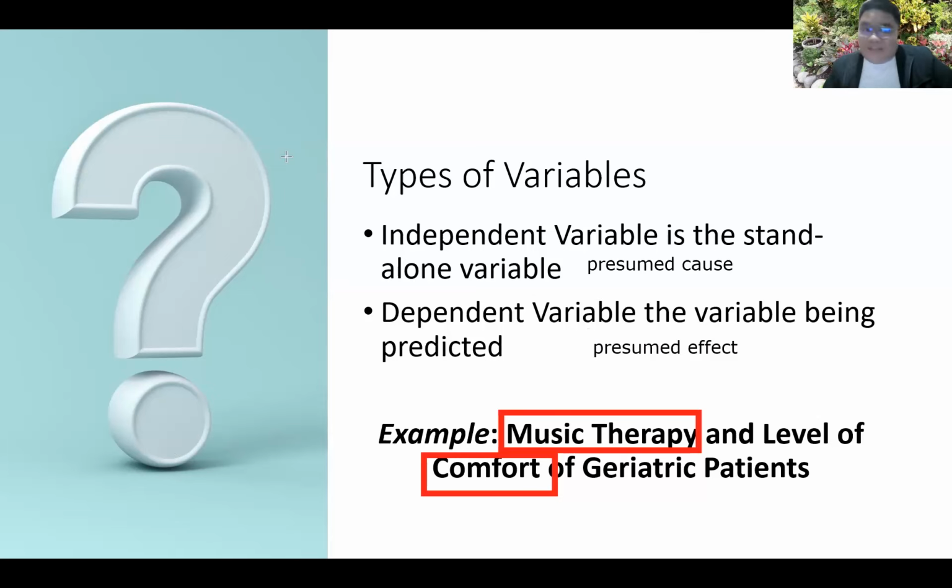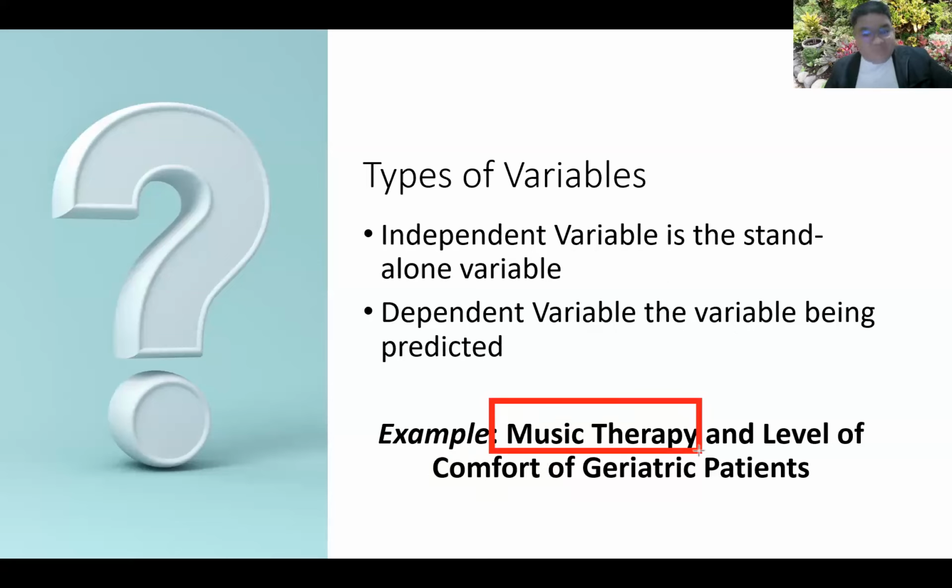Okay, tama. Music therapy. Okay, class, ganito lang yung isipin nyo. Ano ba yung mauuna? Yung music therapy or comfort ng patient? So, of course, it's the music therapy. Kasi nga, pag nag-music therapy, baka komportable yung geriatric patient natin. So that's why, class, your independent variable is your music therapy. Your dependent variable is the level of comfort. Your geriatric patients, class, would be the study population.